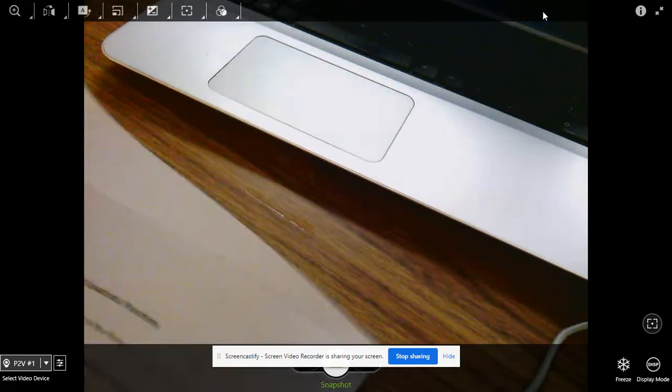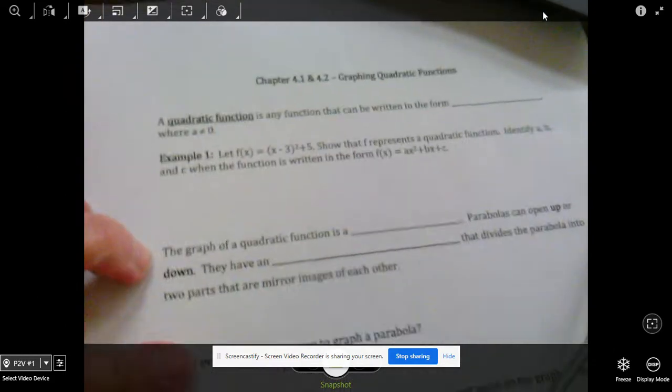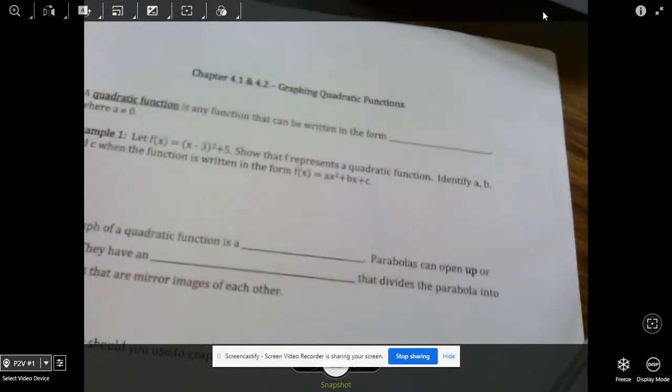Okay, hello. We are now in quadratic unit. I think you'll really like this unit. It's one of my favorites. These are your notes. You should have them.